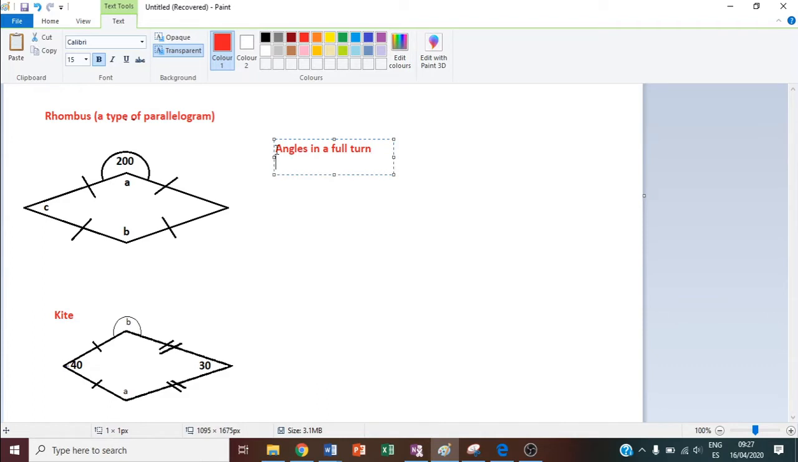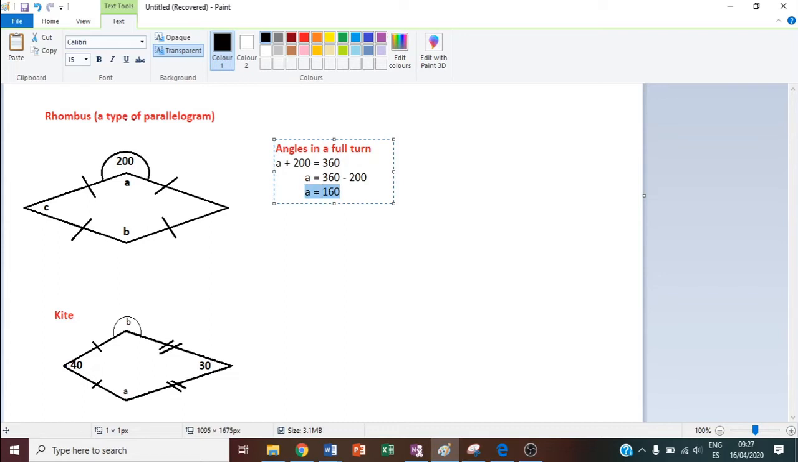And that's angle A and 200, and they must add up to 360 because angles in a full turn make 360 degrees. So A plus 200 equals 360. That means A on its own is going to be 360 minus the 200, which means A on its own is going to be 160. Okay, so I've got A.